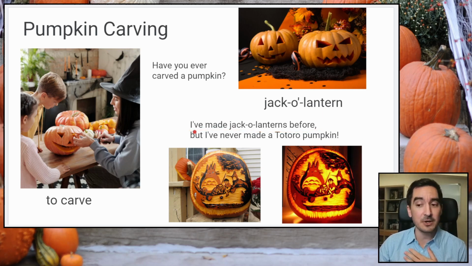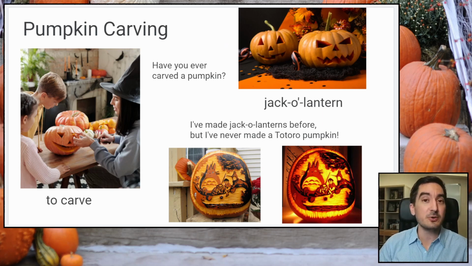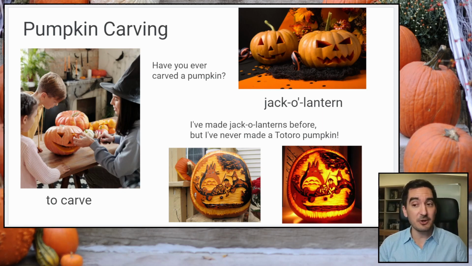And like we were saying, using present perfect, I would say, I've made jack-o'-lanterns before. This is my experience. So I have made is I've made. But I've never made a Totoro pumpkin. So this is saying, in my experience, in my life, I've never done that. So from when I was a baby till now, it never happened. Got it? So like I said before, this is useful for talking about your experience.